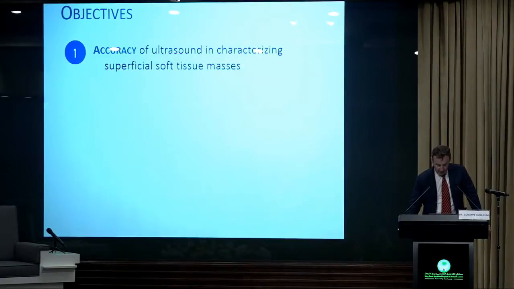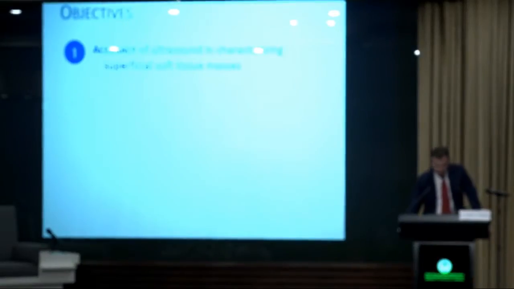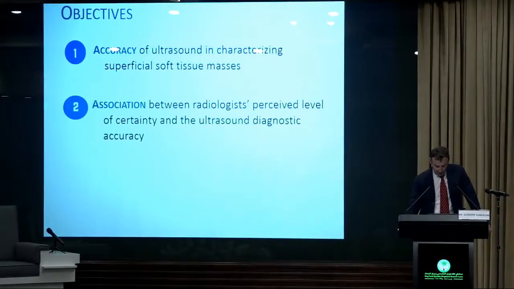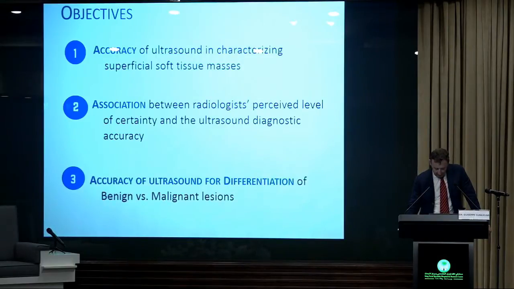The objectives of the study were to determine the accuracy of ultrasound in characterizing superficial soft tissue masses, the association between a radiologist's perceived level of certainty at the time of ultrasound diagnosis and the overall accuracy, and also, importantly, to determine the accuracy of ultrasound for differentiating between benign and malignant superficial soft tissue masses.